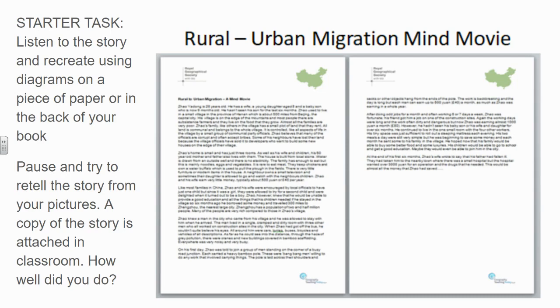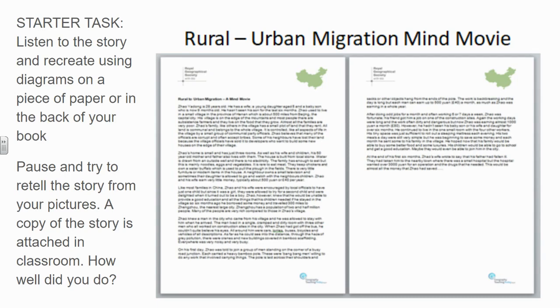Zhao and his wife earn very little money, typically about £40 per year. Like most families in China, Zhao and his wife were encouraged by local officials to have just one child. They were allowed to try for a second because their first was a girl. Zhao, however, knew that he would be unable to pay for a good education for 2 children if he stayed in the village.